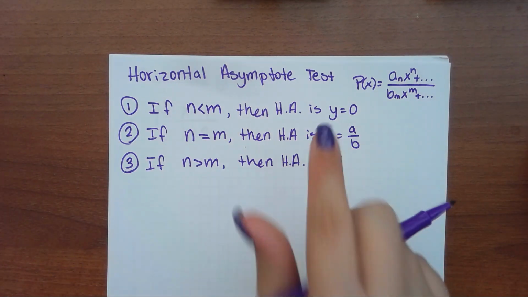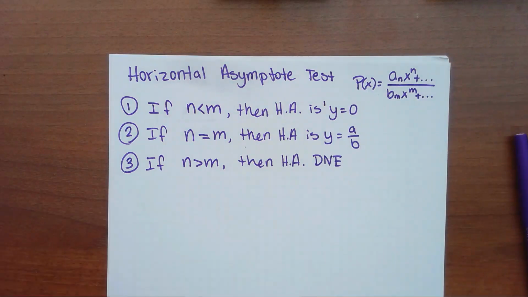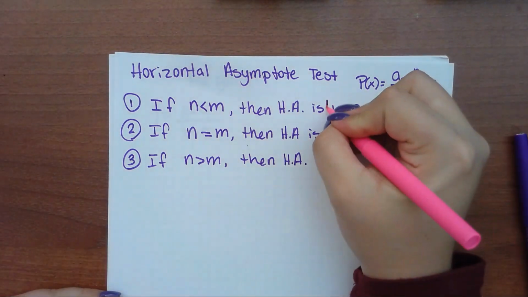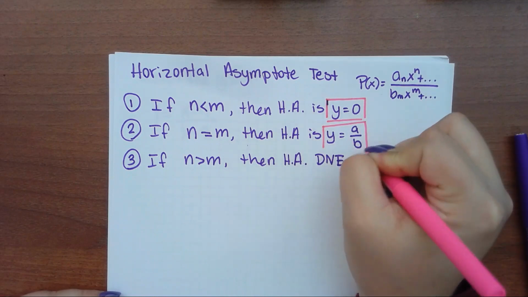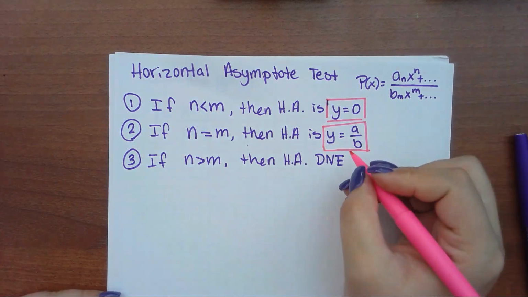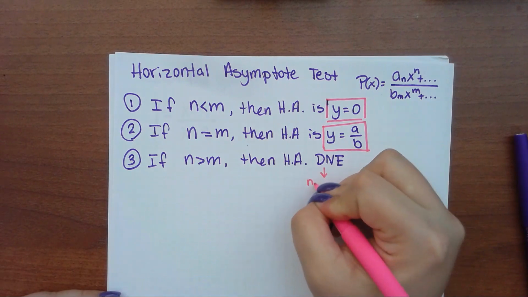So this is the first type. This is the first type, y equals 0. The second one is y equals a over b. And then the third one is does not exist. That means there is no horizontal asymptote.